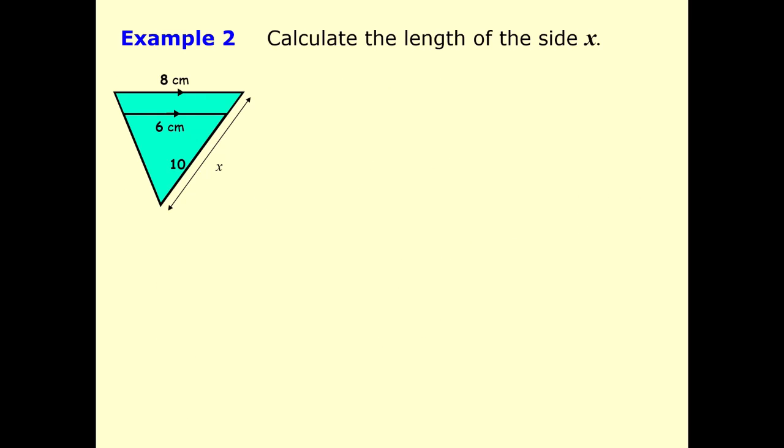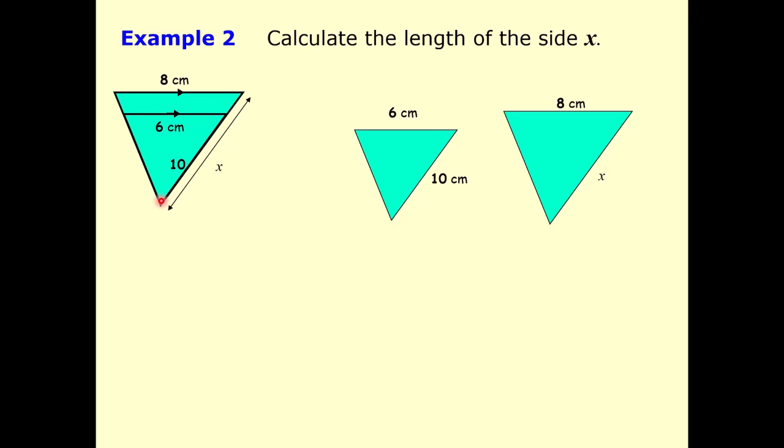Our second example, we are still creating two triangles with that parallel line through the middle, and we have to calculate the length of side x. So this time we're calculating that side here, x. Our two parallel lines have split that triangle up to create two similar triangles. Our first one being the smaller one, which is 6 and 10, and our larger triangle is 8, and then the length side x is what we're trying to calculate.